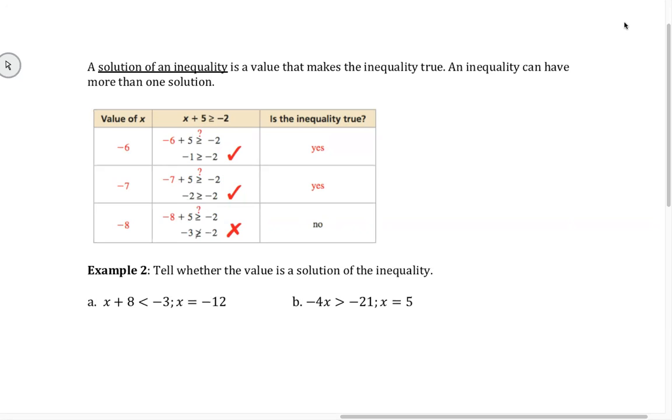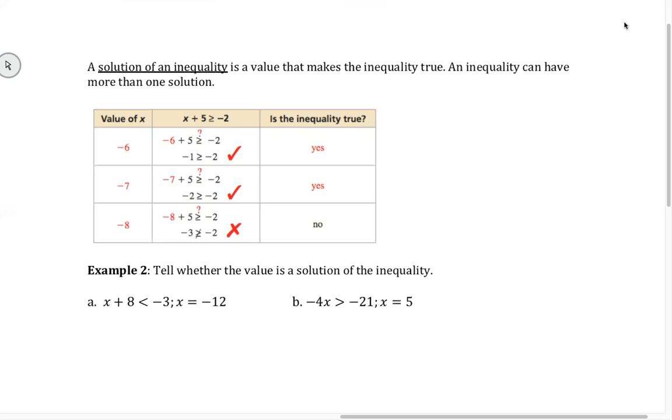Numbers that wouldn't be a solution would be like 3. 3 is not bigger than 5. 2 is not bigger than 5. Now here's the tricky one. 5 is not a solution because 5 is not bigger than 5. Okay? So you have to pay attention to it.